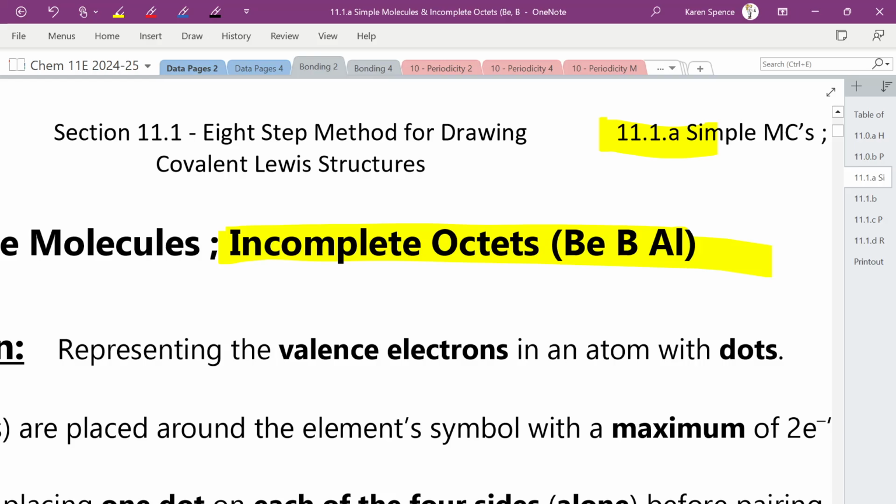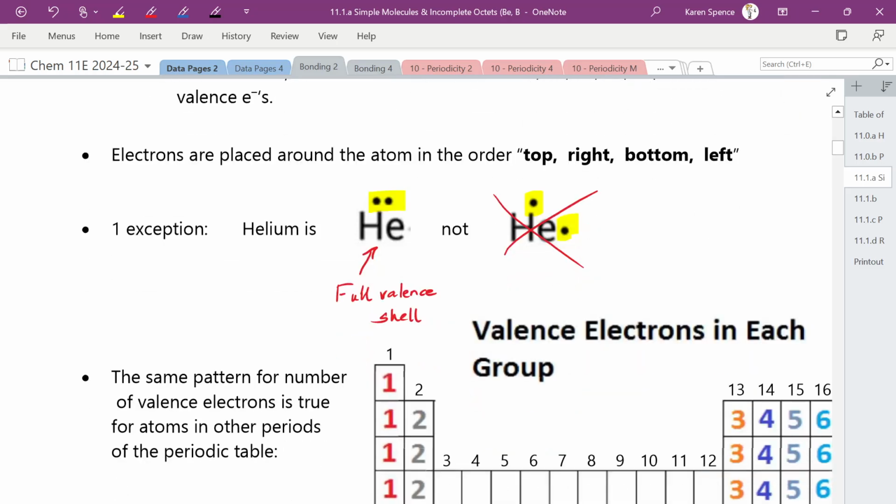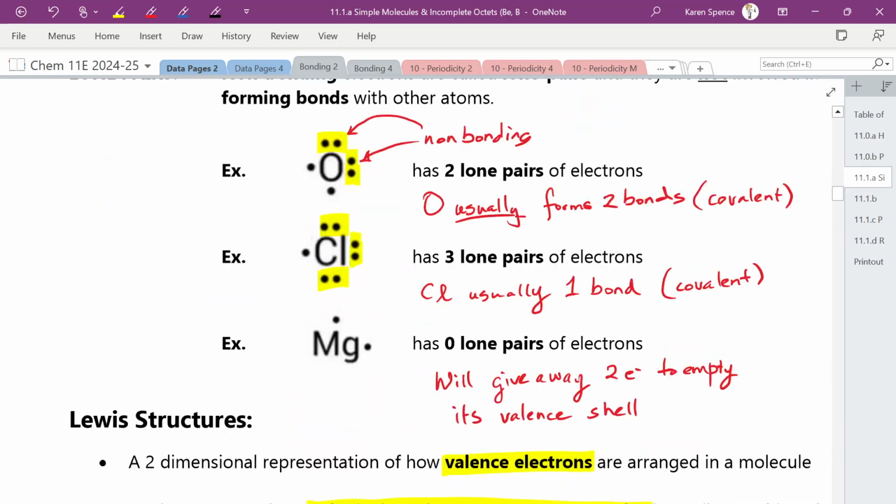Incomplete octets, the b-ball. Okay, so remember that how many does beryllium want? 4. How many does boron want? 6. And aluminum wants 6. And I'm just going to keep repeating that over and over again until it starts to stick in your head, okay? All right, so back to where we left off.